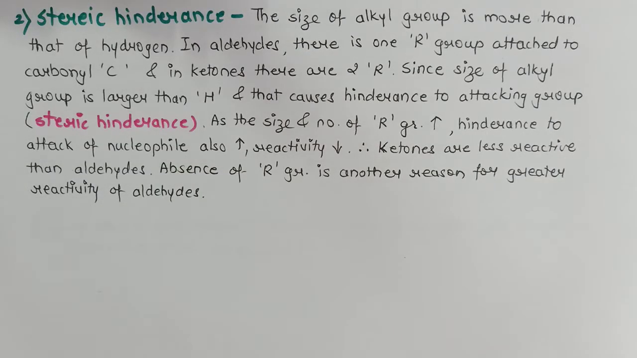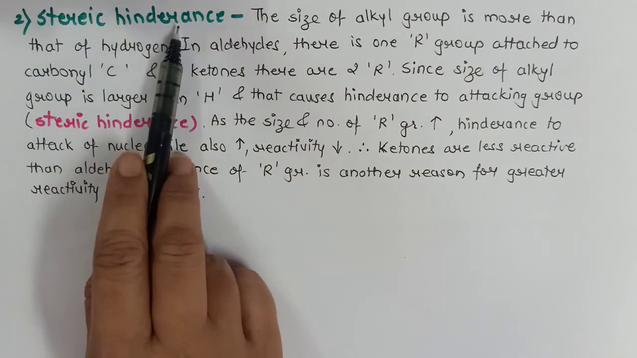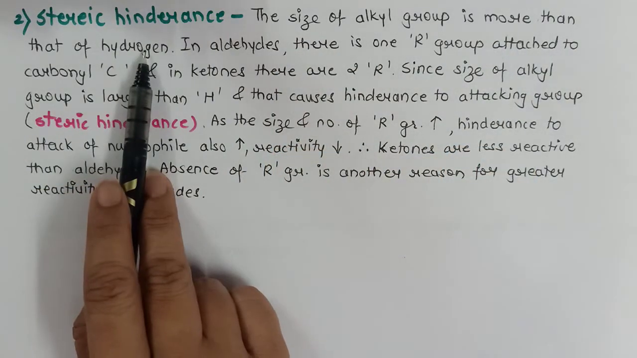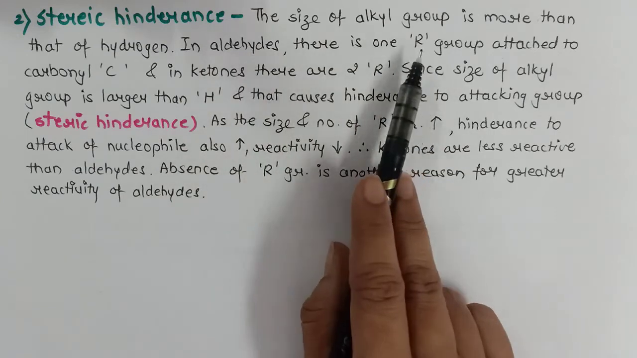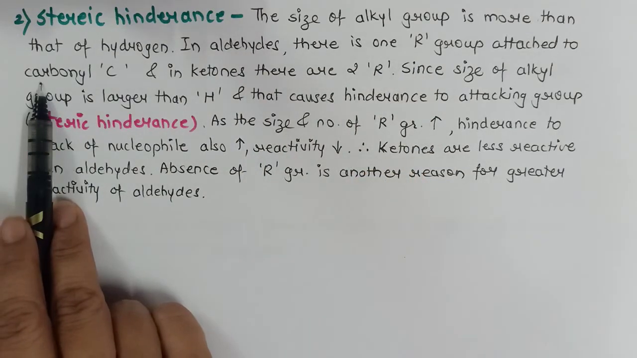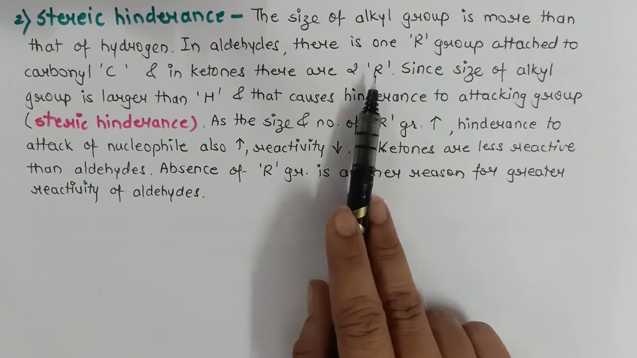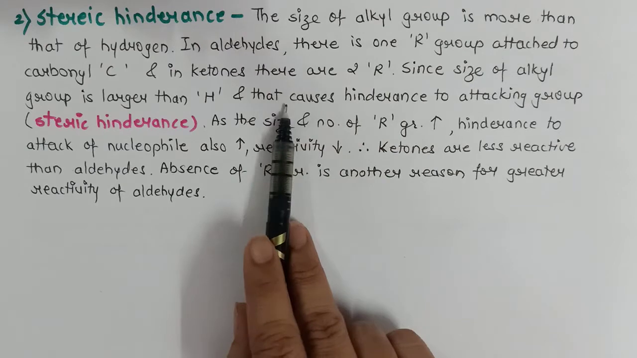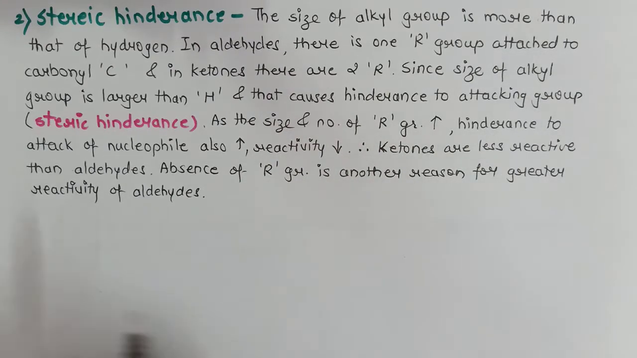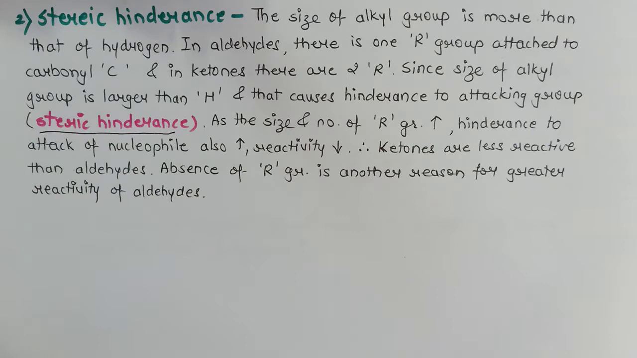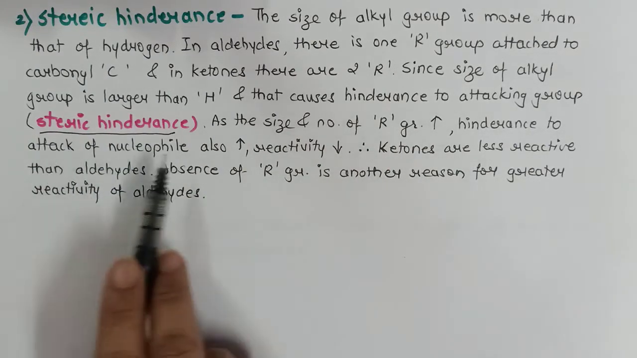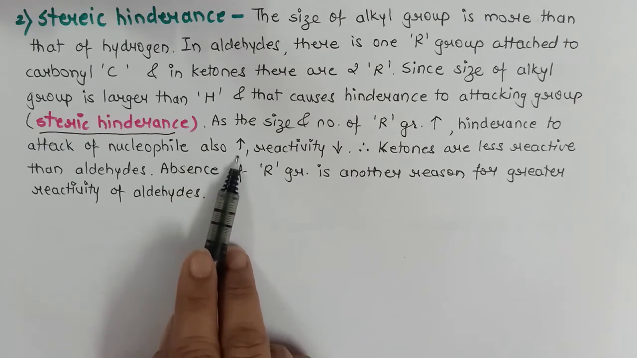Another reason why ketones are less reactive as compared to aldehydes is steric hindrance. Now, what do you mean by steric hindrance? We know the size of an alkyl group is more than that of hydrogen. What happens in aldehyde? There is only one alkyl group attached to the carbonyl carbon, whereas in ketones, there are two bulky alkyl groups. Being bulky in size, they will cause a hindrance to the attacking group, and that is what we call steric hindrance. As the size and number of alkyl groups increase, hindrance to the attack of the nucleophile will also increase.